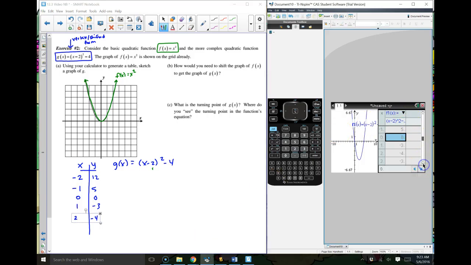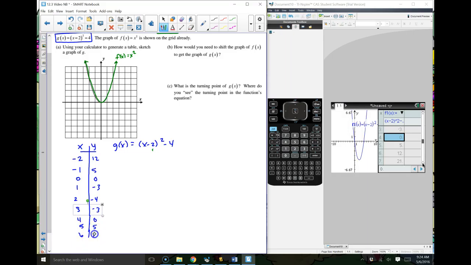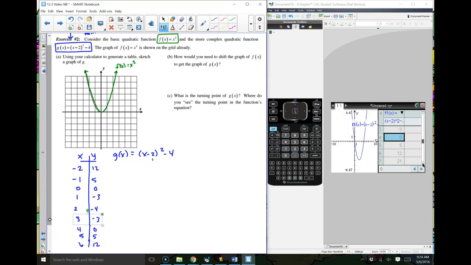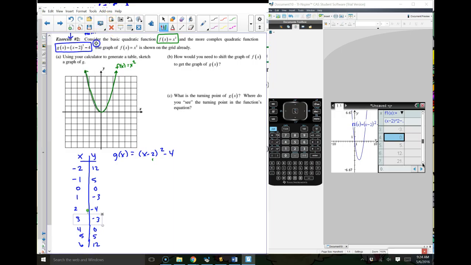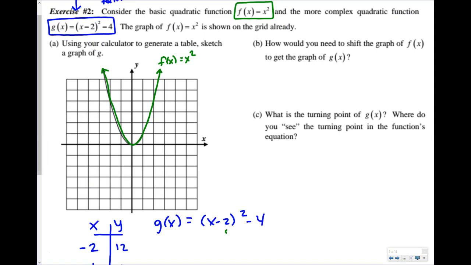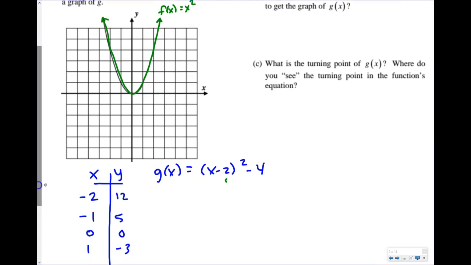I'm going to scroll down. 3, negative 3. 4, 0. 5, 5, and 6, 12. So there's my table. And now I'm going to use my table to plot my points. I don't need my calculator anymore, so I'm going to make this full screen again so we can see it better. So I'm going to plot my points onto my graph.